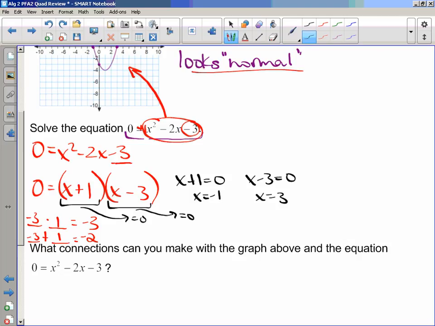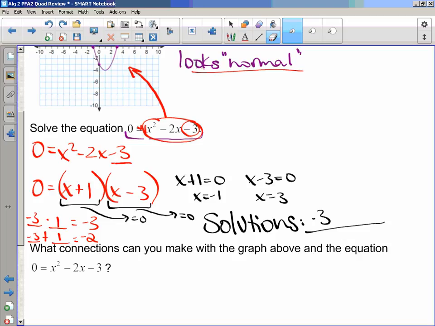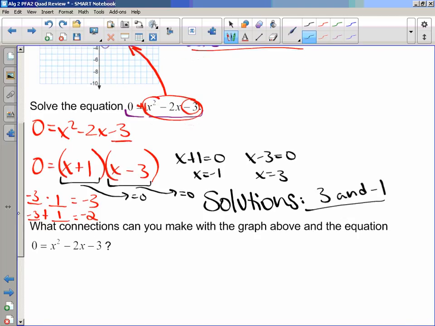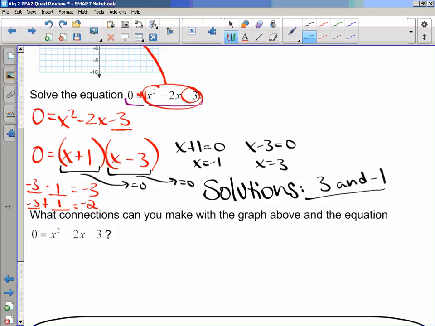So my solutions are negative 3. Oops, I'm sorry, not negative 3, positive 3. And negative 1. So then the next part is, what connections can you make with the graph above in the equation 0 equals x squared minus 2x minus 3?